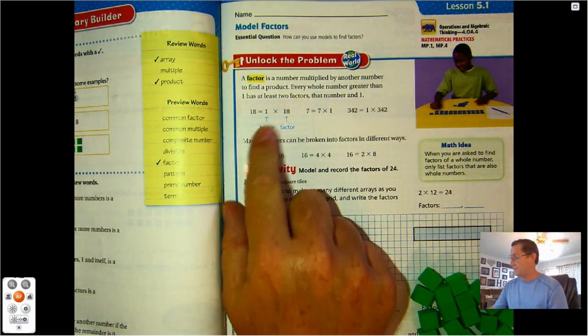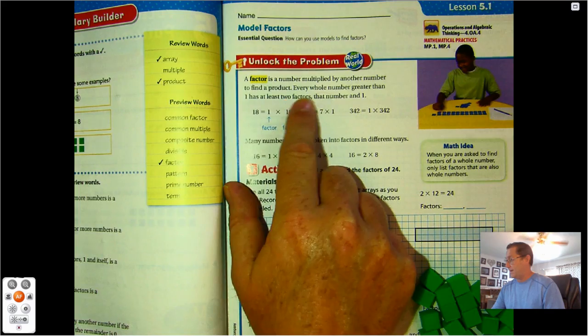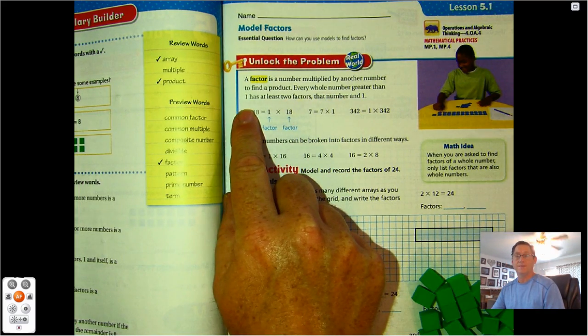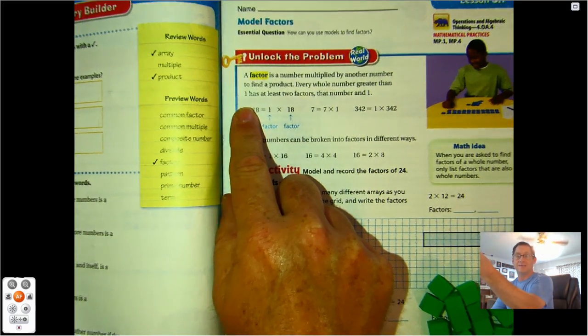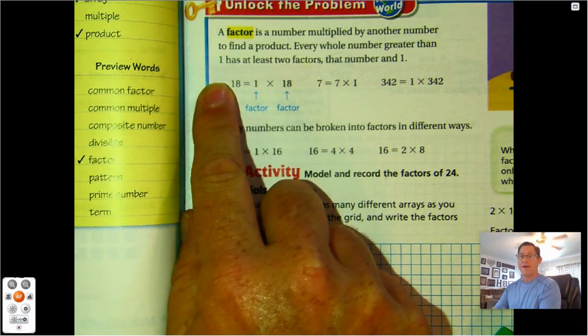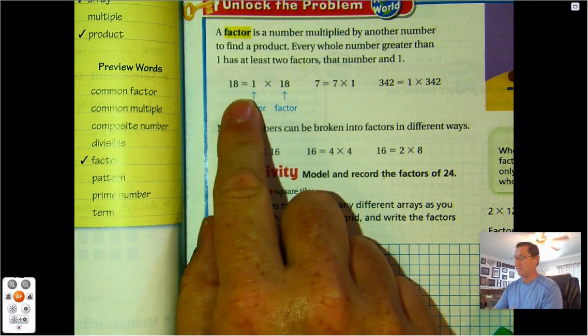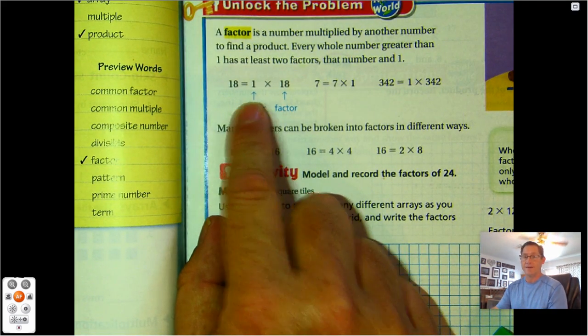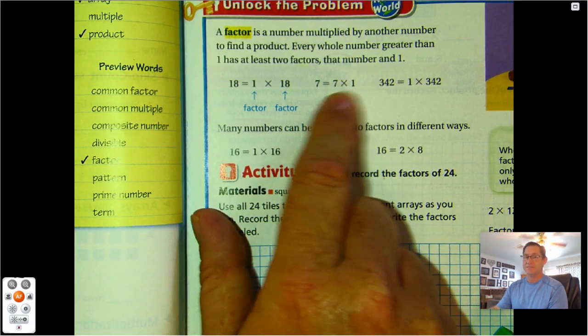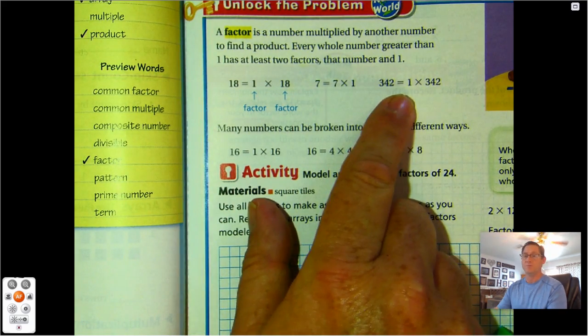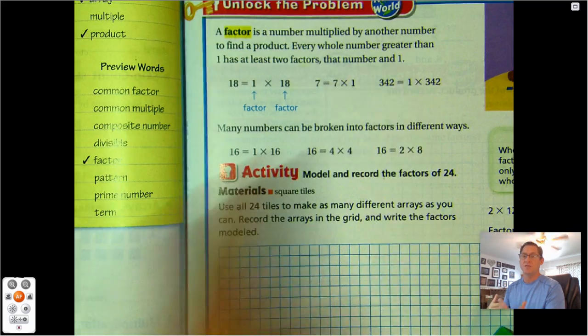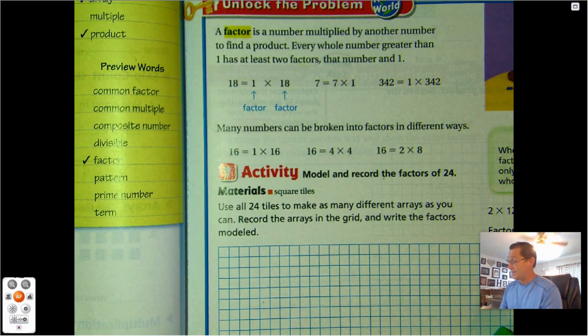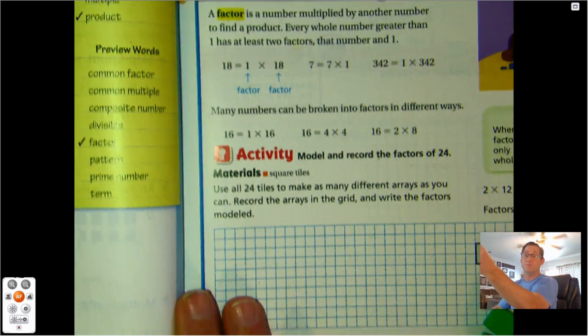And so for instance, they're telling us every whole number greater than 1 has at least two factors: that number and 1. So for instance, 18, two of the factors have to be 1 and 18. 7 has to be 7 and 1. 342 would be 1 and 342, and so on. But many numbers can be broken into factors in different ways, so they have more than two factors.